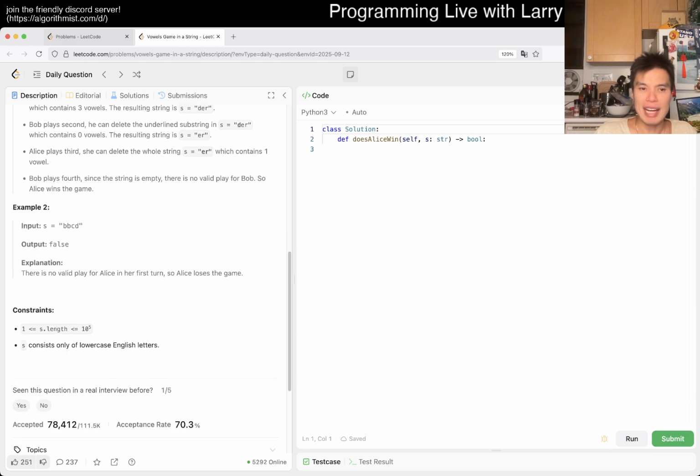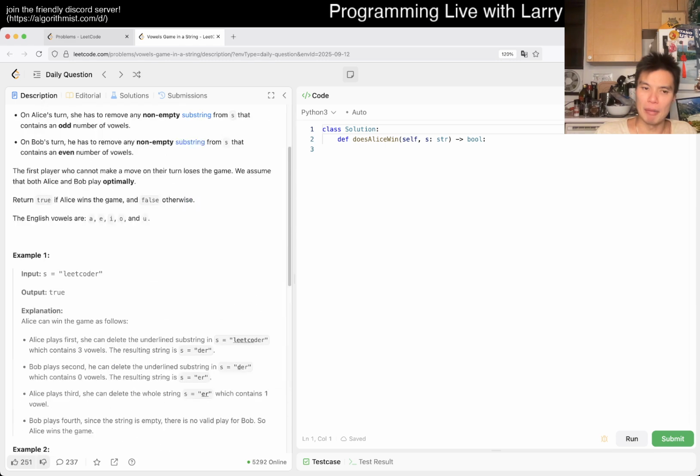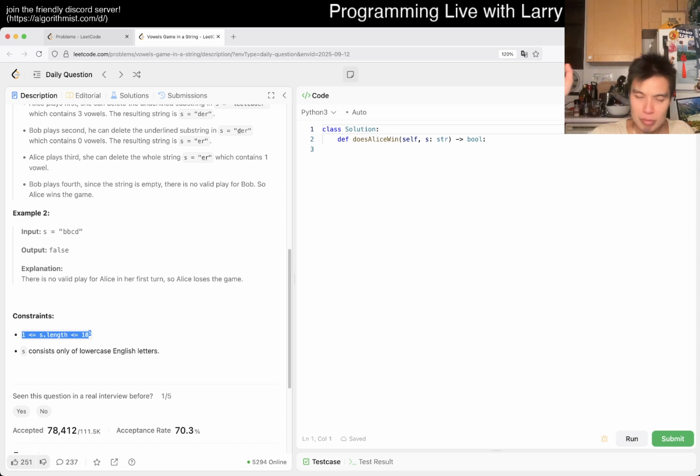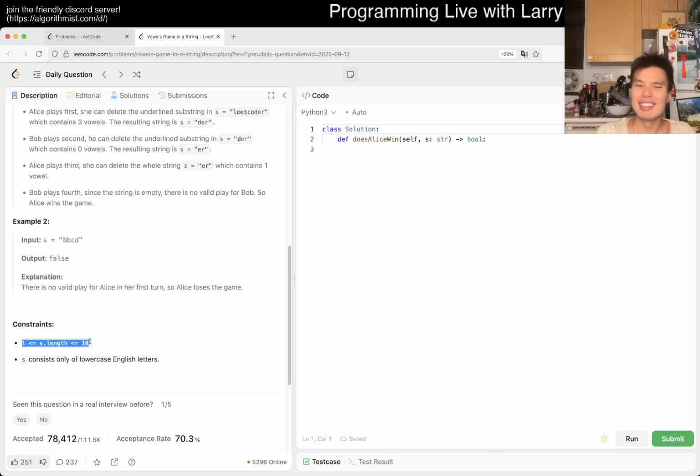N is 10 to the 5th, which is pretty big. That means you don't have to think about an n squared type thing. So it's not like dynamic programming, for example. That means that, in a meta-thinking kind of way, it's probably some sort of greedy or strategy thing, right?